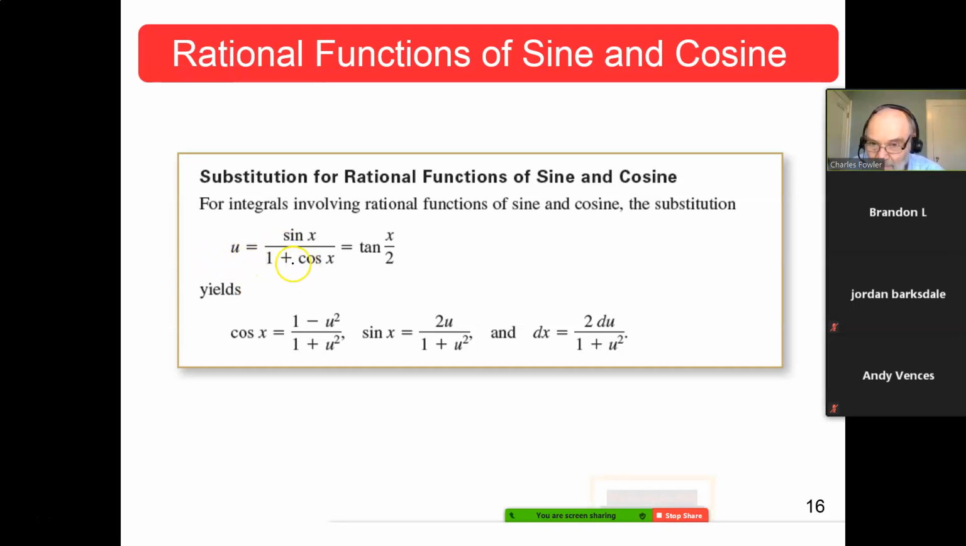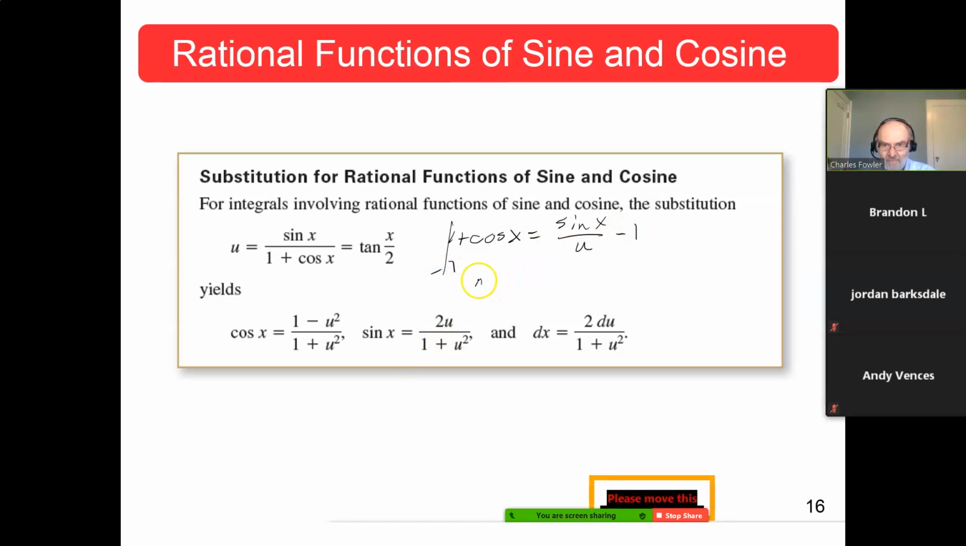Multiply both sides by 1 plus cosine x. Okay, so that gives you 1 plus cosine x times u is equal to sine x, and you would be dividing by u. This looks really bizarre. Okay, subtract a 1 from both sides. So that goes away. So we have cosine of x is equal to sine x minus u over u.